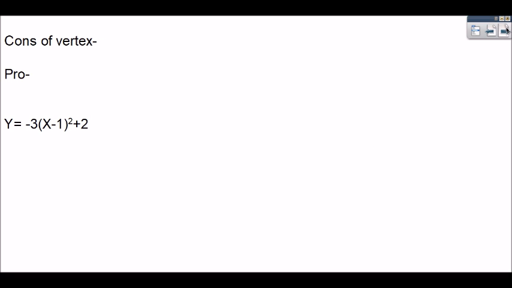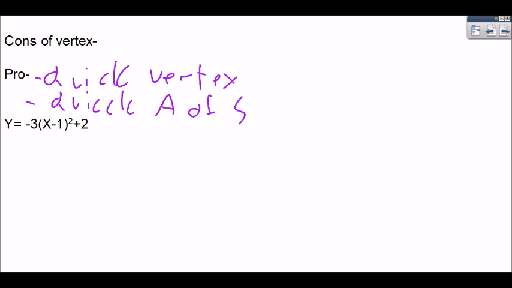So what are the pros and cons of vertex form? The pros are it's a quick way to find the vertex and a quick way to find the axis of symmetry. And the con is that it is super slow to find y-intercepts and x-intercepts. And the last thing that vertex form does a really good job of is for word problems. When they ask us where is our highest point, that's just our vertex at the highest point.